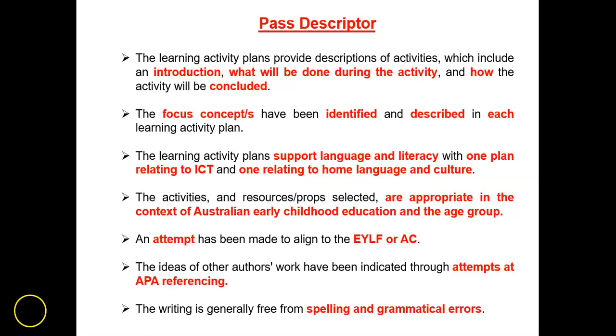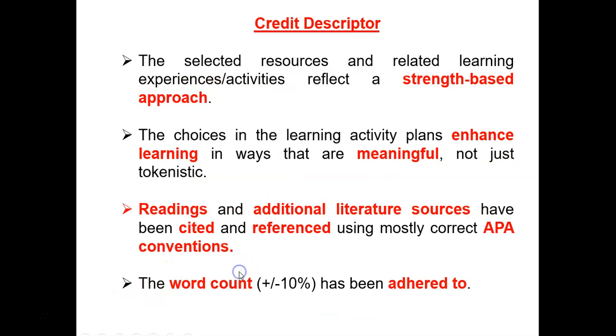You need to make sure that the activities, resources and props selected are age appropriate in the context of Australian early childhood education and the age group. You need to make sure that you've made an attempt to align with the EYLF or the Australian curriculum or your state's curriculum, depending on what age group you choose. You need to make sure that you've made an attempt at APA referencing and that your writing is generally free from spelling and grammatical errors.